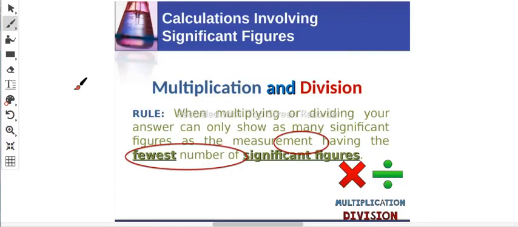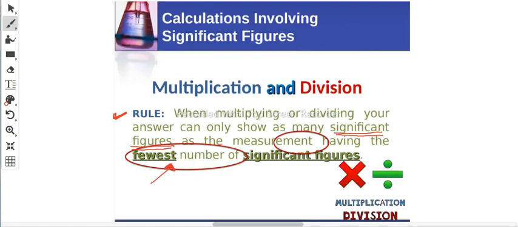In the multiplication and division, we have a rule. The rule says, whenever you want to multiply or to divide, your final answer should show the fewest number of significant figures, so it's not the decimal places as in addition or subtracting. Because of that, we started with counting the number of significant figures, and there are a lot of calculations through your IB syllabus. So it is very important to be familiar with counting the number of significant figures.